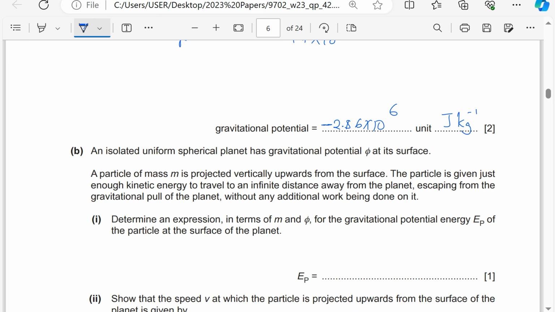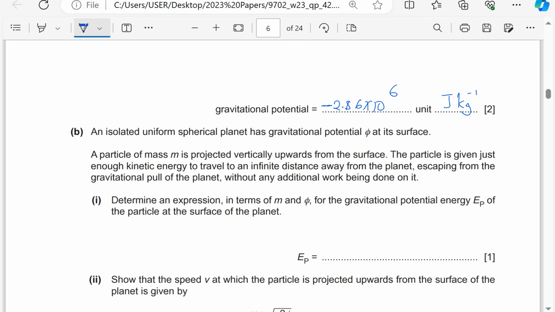A particle of mass m is projected vertically upwards from the surface. The particle is given just enough kinetic energy to travel to an infinite distance away from the planet, escaping from the gravitational pull of the planet without any additional work being done onto it. Determine an expression in terms of m and phi.